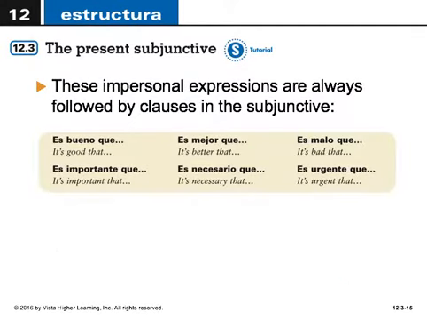And these impersonal expressions are always followed by clauses in the subjunctive. Es bueno que, it's good that. Es mejor que, it's better that. Es malo que, it's bad that. Es importante que, it's important that. Es necesario que, it's necessary that. And es urgente que, it's urgent that. And as I said, the next verb, number three, will be in the subjunctive mood.